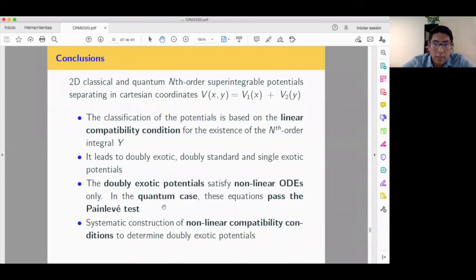In the quantum case, the conjecture is that these equations pass the Painlevé test. I'm sorry I didn't write it here, but we checked this conjecture up to n equals 11. So we have strong evidence that it can be true. And the more important point, from the formalism, is the systematic construction of this nonlinear compatibility condition.